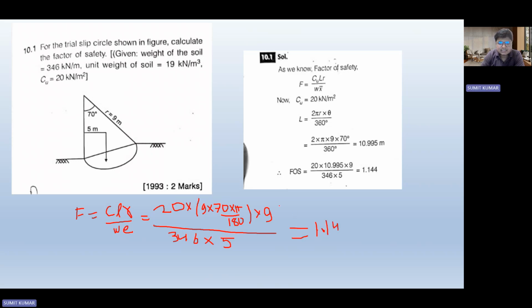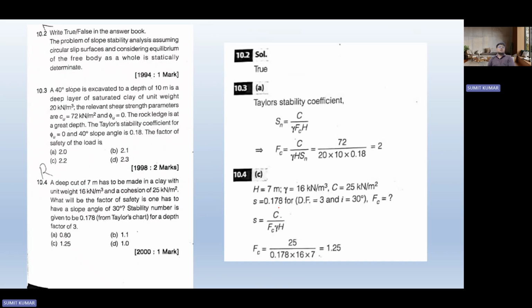This is the answer. Next is question number 2, in which it says true or false. The answer is already here, so try to solve it by yourself, and afterwards see the answer. The question says: for the problem of slope stability analysis, assuming a circular slip surface and considering equilibrium of the free body as a whole, the body is statically determinate. So this is true. True will be the answer.